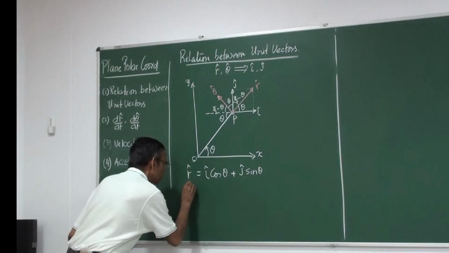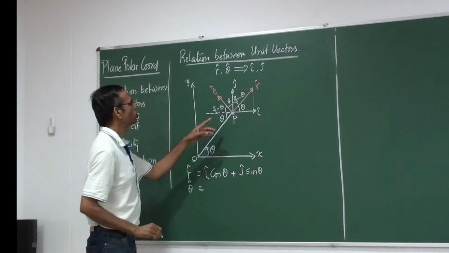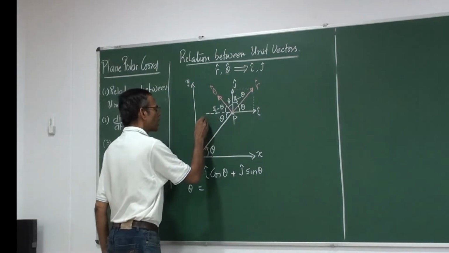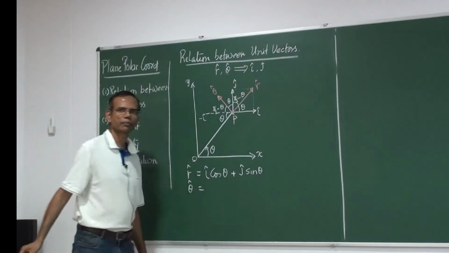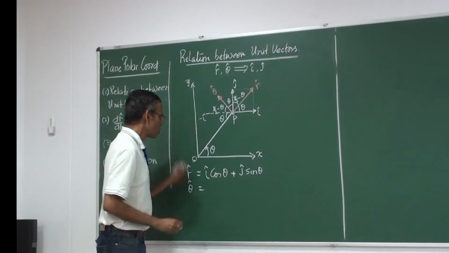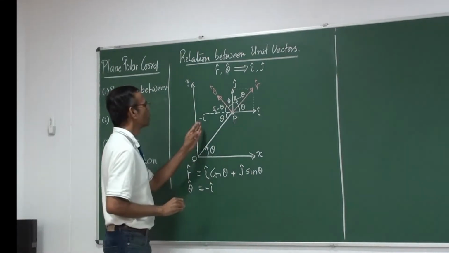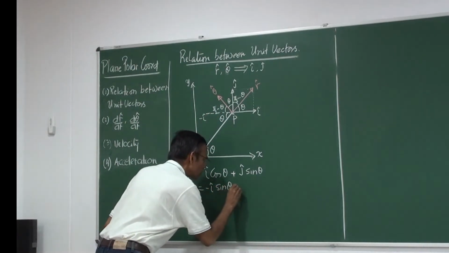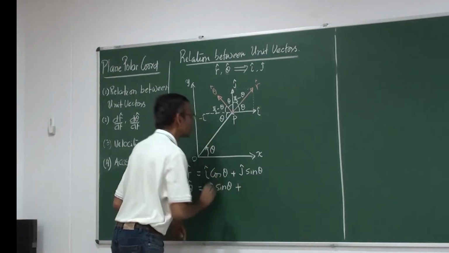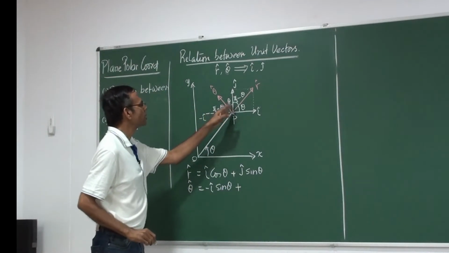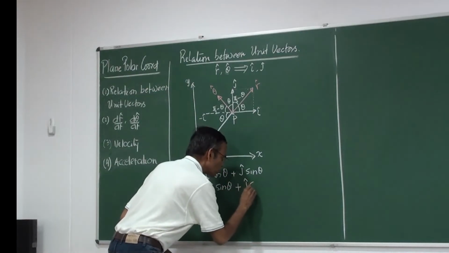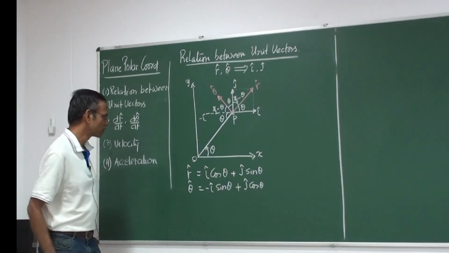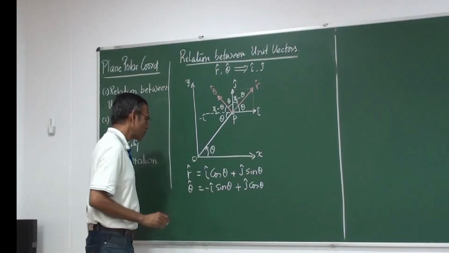Theta cap is equal to, let us reverse this i, that is minus i cap over here. So minus i cap cos pi by 2 minus theta is sin theta plus j cap cos theta. Good. These are the two most important relations.